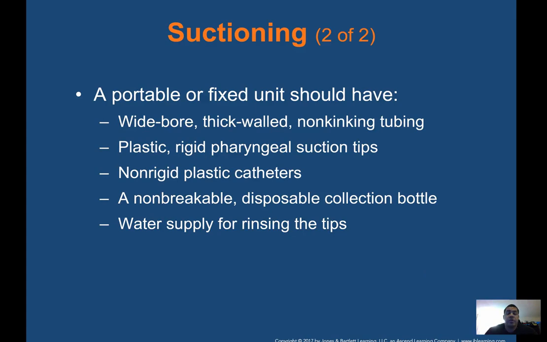A portable or fixed unit should have wide-bore, thick-walled, non-kinking tube, plastic rigid pharyngeal suction cups, non-rigid plastic catheters, non-breakable disposable collection bottle, water supply for rinsing the tips.